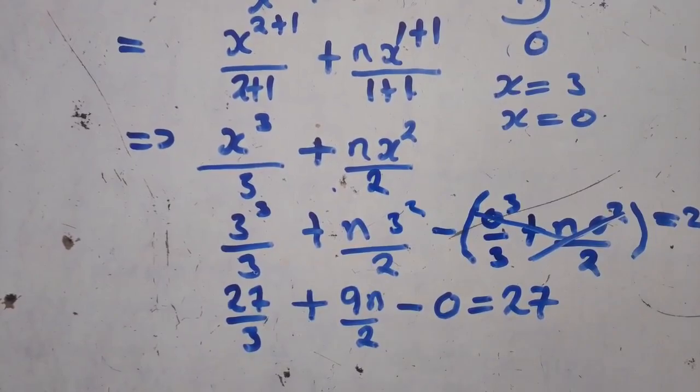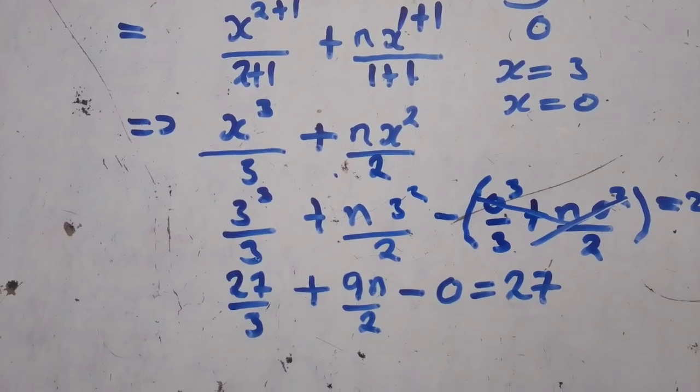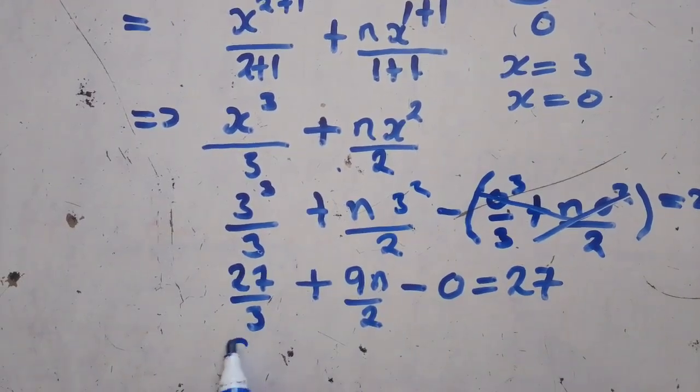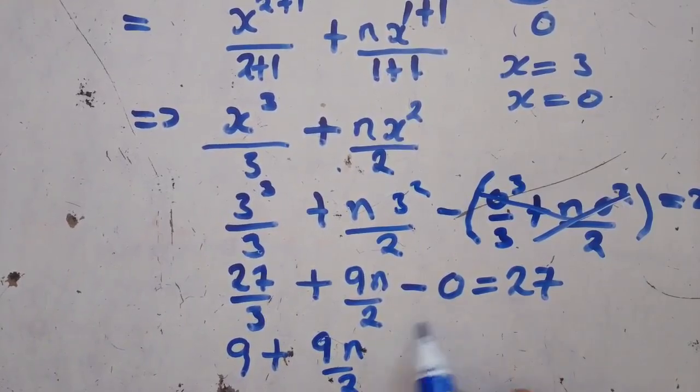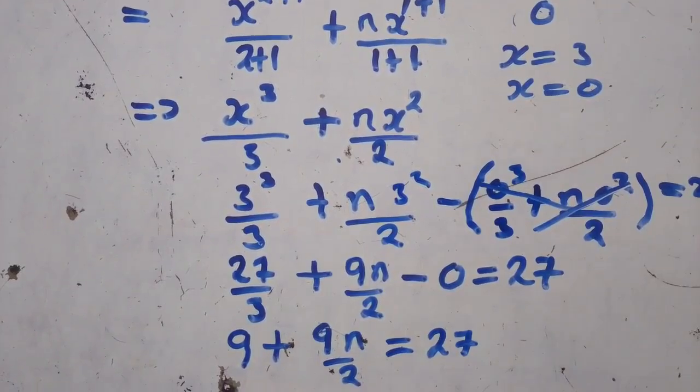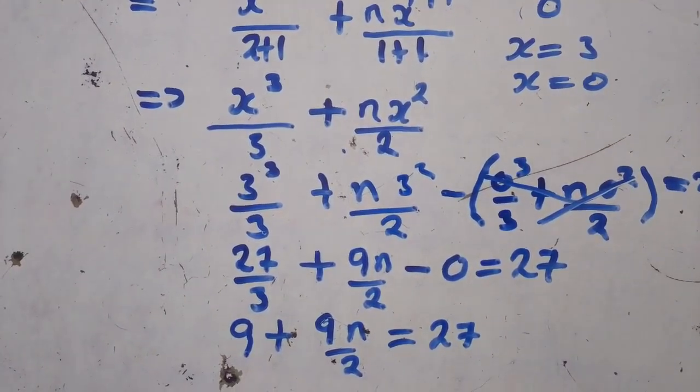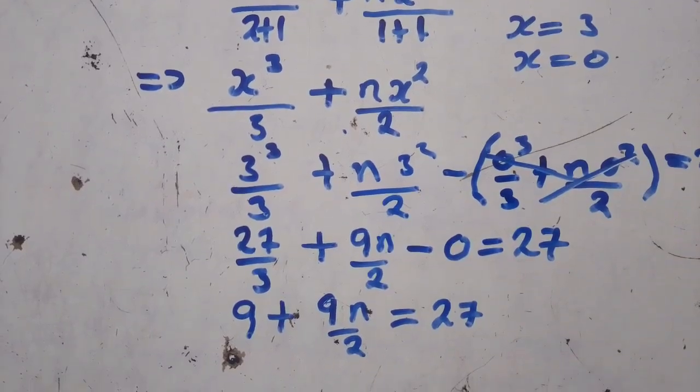So 27 divided by 3 will give us 9. You can confirm on calculator. So 9 plus 9n over 2. This is 0, so no need of putting it here again. So it is equal to 27, because 0 means nothing. Having reached this stage, you just now collect like terms.